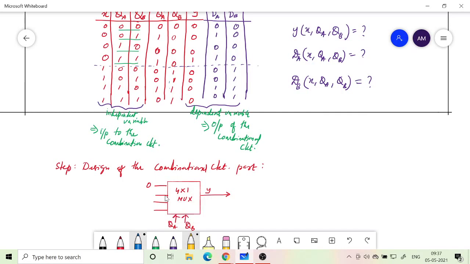Next case is QA QB equal to 0 1. So that is this case and this case.